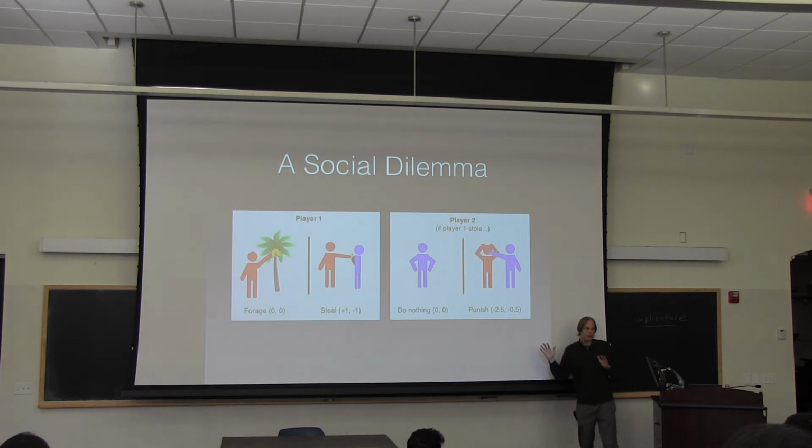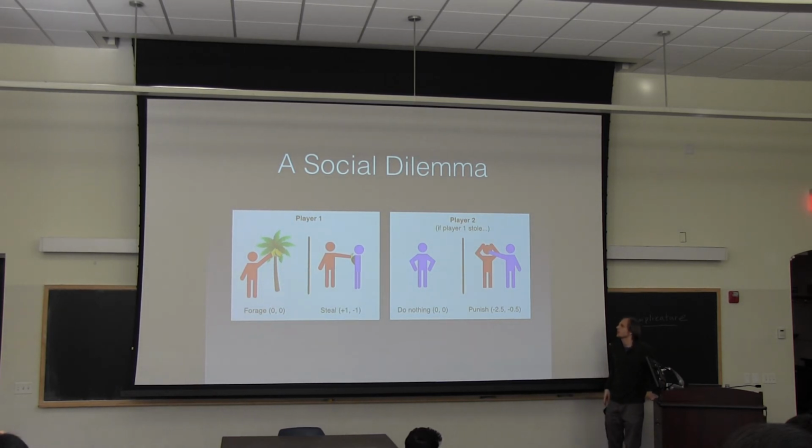However, if player 1 takes player 2's banana, player 2 doesn't necessarily just have to sit idly by. They can make a decision. So one thing they could do, of course, is just do nothing. They can just accept the fact that player 1 took their banana and move on in life. Or they could try and punish player 1. And they can go and punch him in the face.